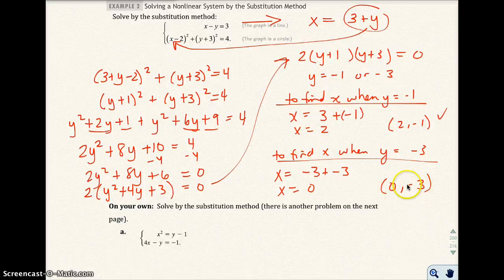When I check 0 and negative 3 in here, 0 minus a negative 3 is 3. I put 0 and negative 3 in here, this becomes negative 2 squared, which is 4. And then the negative 3 here makes that 0. So 4 equals 4. This one works also. Okay, so I didn't physically show the check, but I went ahead and checked it anyway.